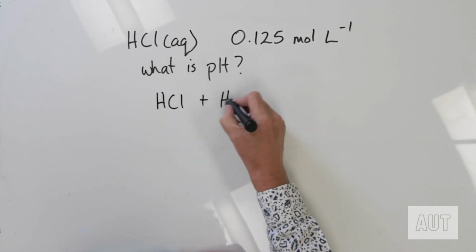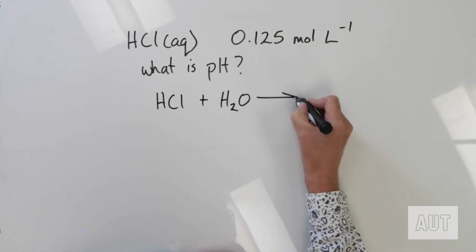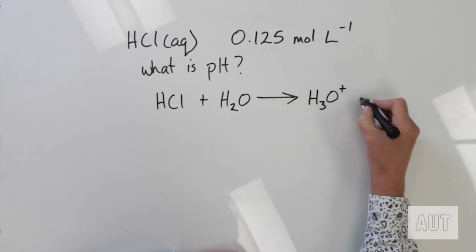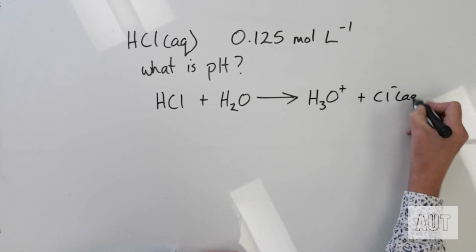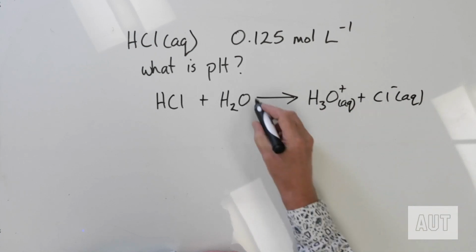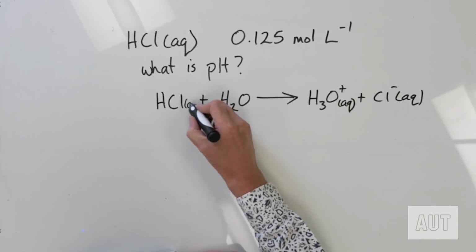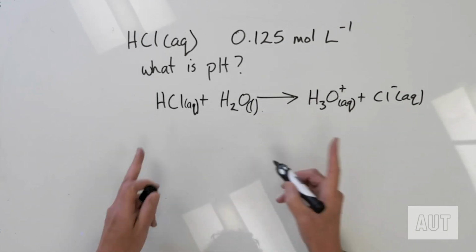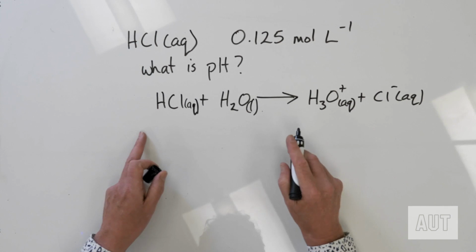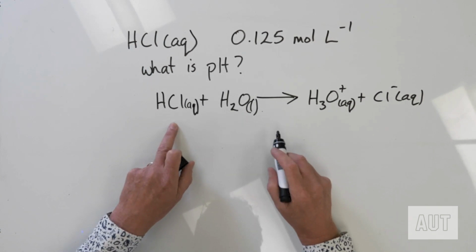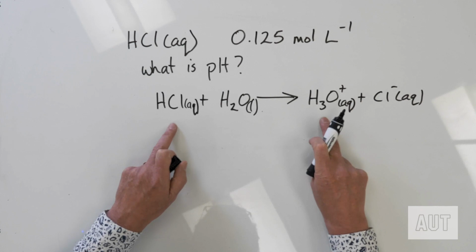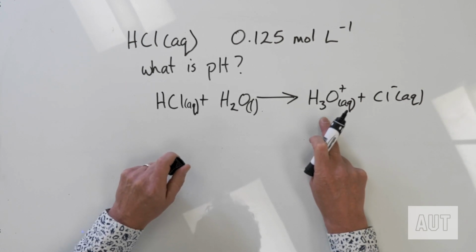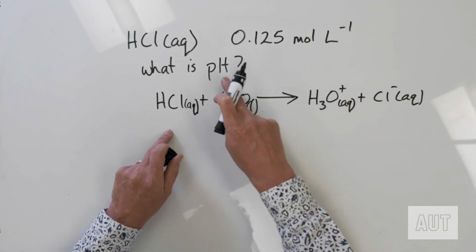HCl plus H2O reacts completely to give H3O+ and Cl-, aqueous, and we'll say that's a liquid there. In other words, this is a stoichiometric reaction: if we start off with 1 mole of HCl, we're going to finish up with 1 mole of H3O+. Okay, so therefore, what's the pH?